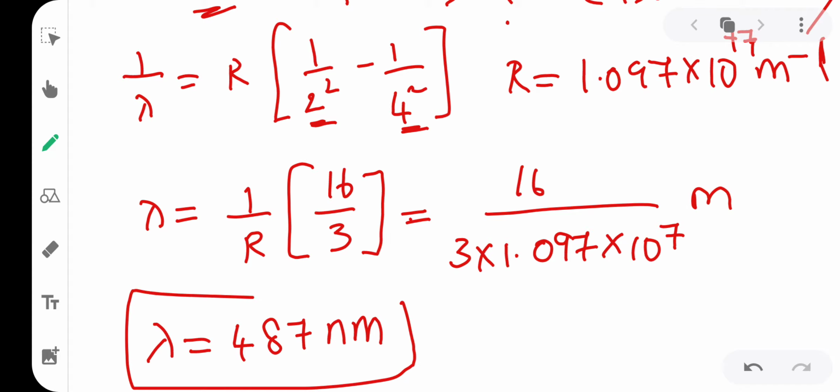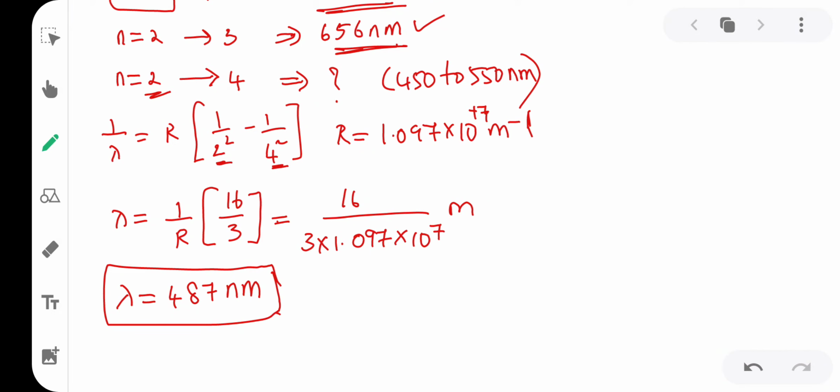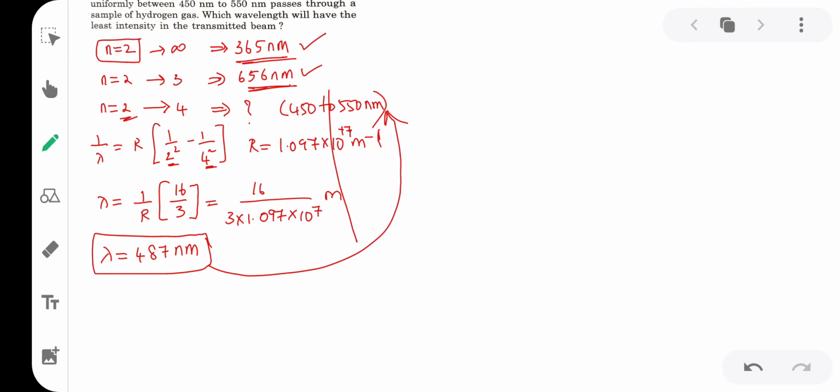So this lambda is coming in between 450 to 550 nanometer. Clearly, this is the wavelength that will be absorbed when the whole wavelength range is transmitted. That is why this wavelength will have the least intensity.